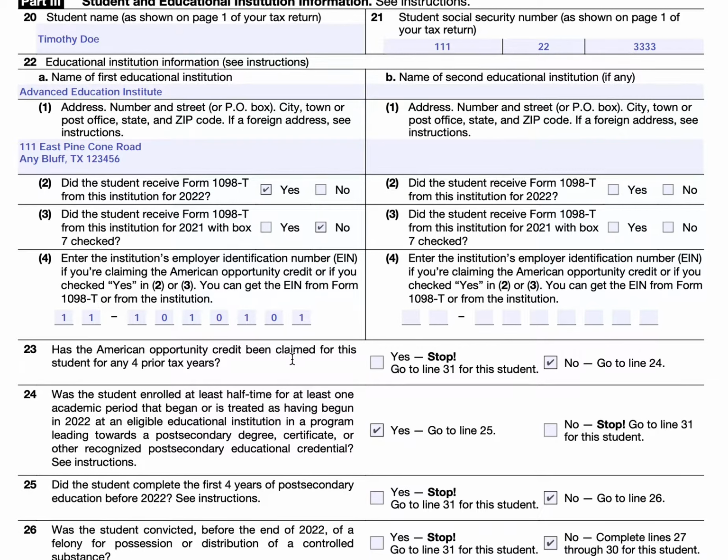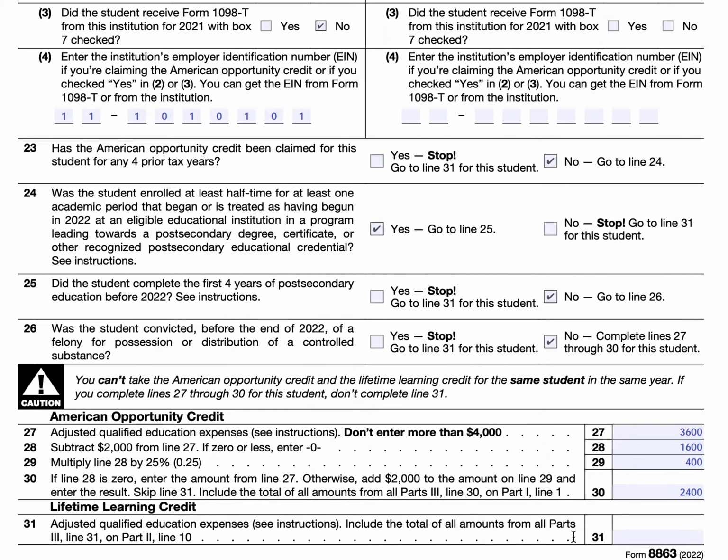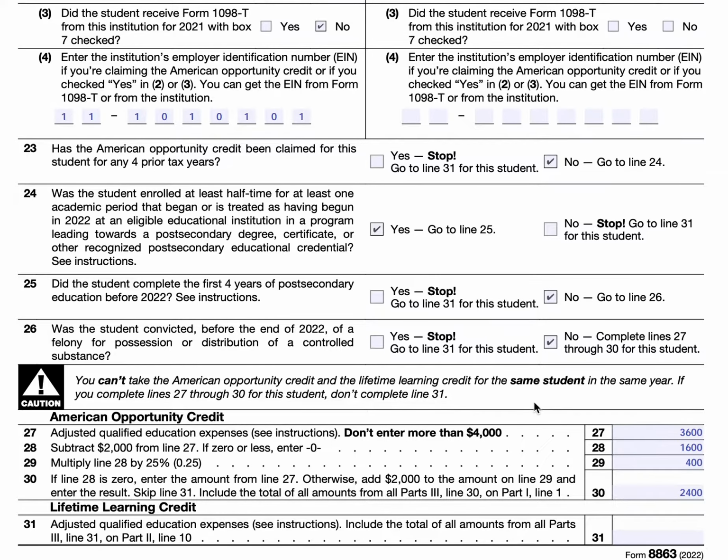So in line 23, if you've taken the American Opportunity Credit for this student for any 4 prior tax years, doesn't matter if they were 4 consecutive, if you took a tax credit for 2 years and then you take a one-year break and then you take it for 2 more years, it doesn't matter. If you've already taken the American Opportunity Credit for 4 tax years for the same person, you are ineligible for this tax credit. So you would select yes, and then you just stop and go down to line 31, because now you're only claiming the lifetime learning credit.